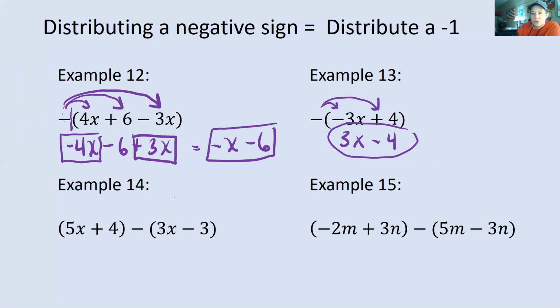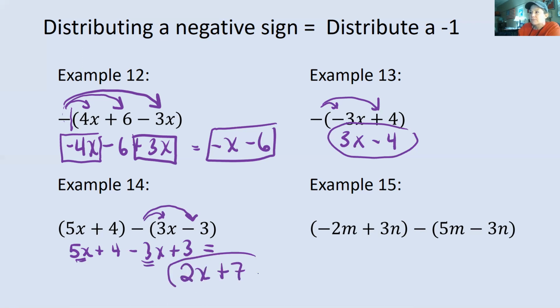So the same thing is true with subtraction. Once you have subtraction in front of parentheses, you have to distribute that negative sign to everything. So the first one we bring down like we see it. Then we're going to write minus 3x, and then the opposite of negative 3 is plus 3. And then when we combine like terms, we have 5x minus 3x is 2x plus 7.